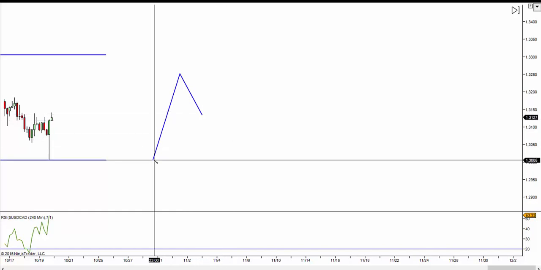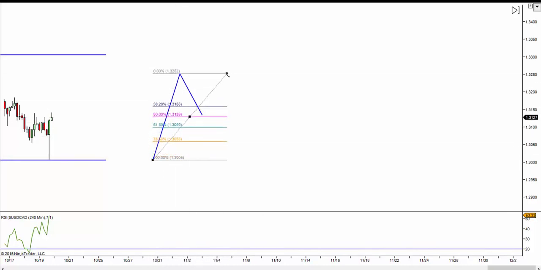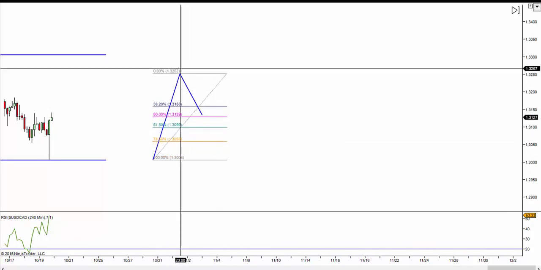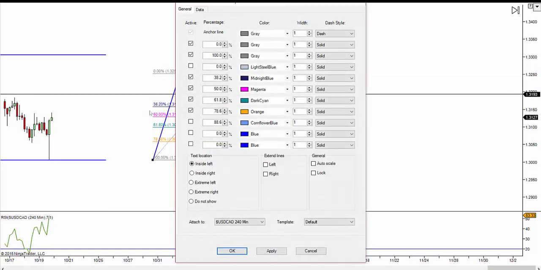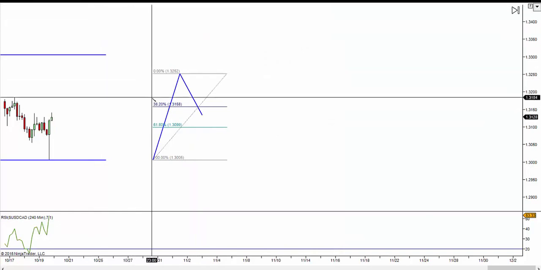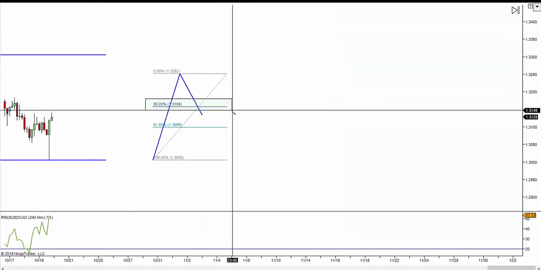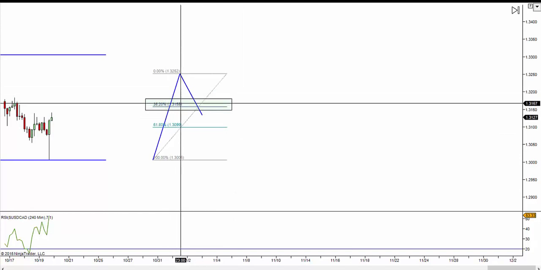What we're going to do is get your Fibonacci retracement tool and draw from the swing low point, dragging it up to the swing high point at the top here. Then at minimum, you're going to want the 38.2 Fibonacci retracement level hit. Absolute must.